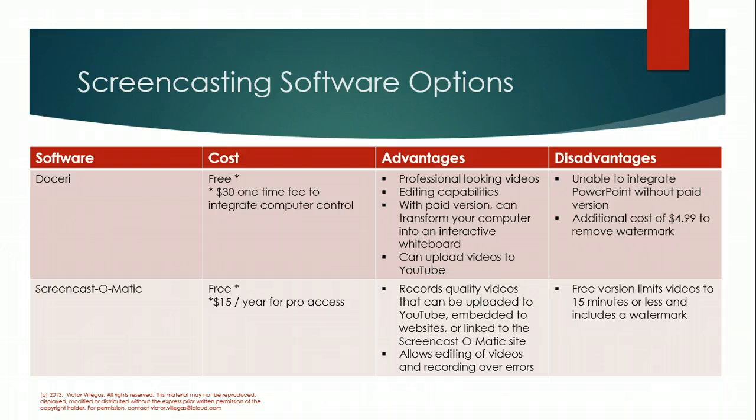And then the last thing is Screencast-O-Matic, which is what I'm using right now to record this screencast. It is a free service. You do have limitations on the free service, but you can upgrade to $15 per year for pro access. So some of the advantages are that it records quality videos that can be uploaded to YouTube. They can also be embedded to websites or linked to the Screencast-O-Matic site. It also allows editing of your videos and recording over errors. So as you're recording something, you can pause your video, track back and then re-record it, and it'll actually record over your mistake.